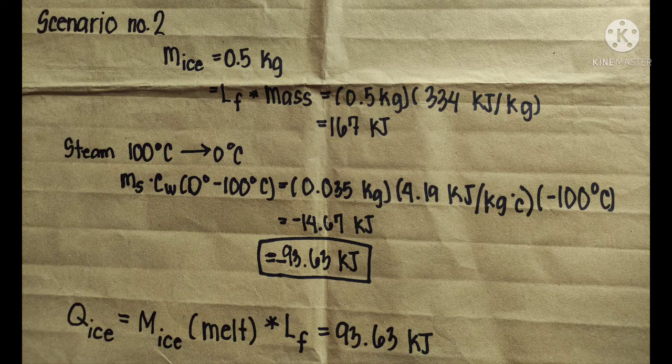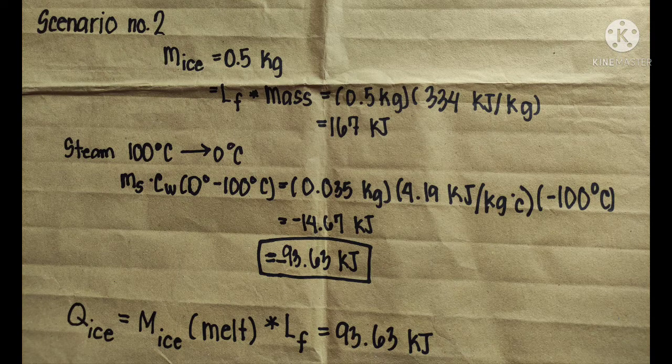0.035 kilogram multiplied by 4.19 kilojoules per kilogram per degree multiplied by 100 degrees Celsius. You notice it is negative because it is a heat release from that subsystem. So that is a negative number here, and that comes out to be negative 14.67 kilojoules. So the total heat released by the subsystem is 78.96 kilojoules from the condensation plus 14.67 kilojoules from lowering of temperature, which comes out to be 93.62 kilojoules. So it is less than the 167 kilojoules needed if all the ice were to melt.